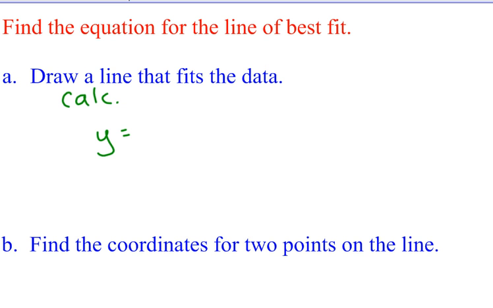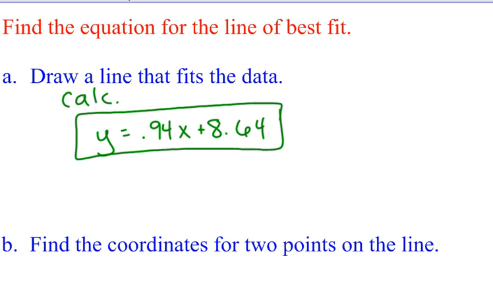Let me just do this on my calculator quick because I just lost those numbers. Okay, so 0.94x plus 8.64. And I am rounding to the nearest hundredth. So there's my line of best fit right here. Now you could do this by hand, but remember when we did this as a class, I think it was 2.5 maybe was the section, we said the calculator was a much better estimate.